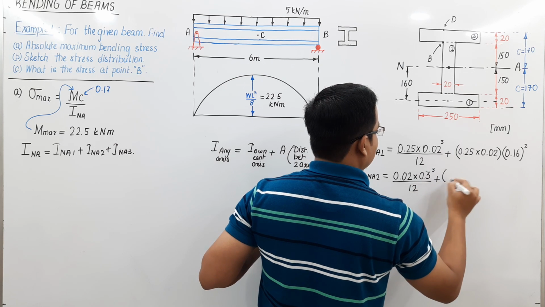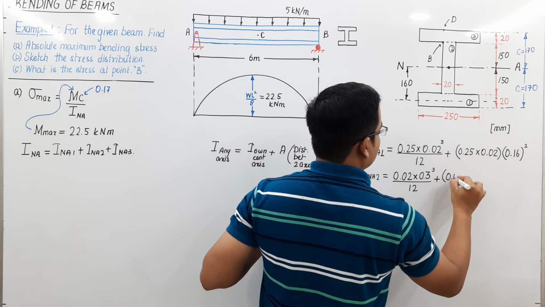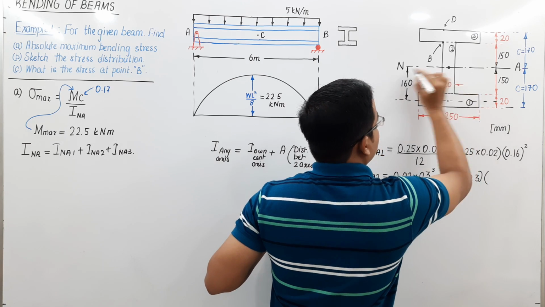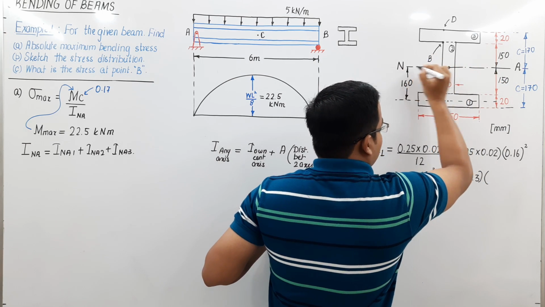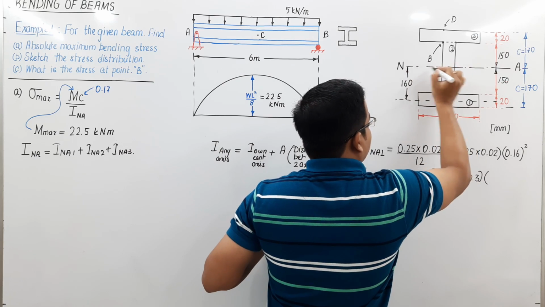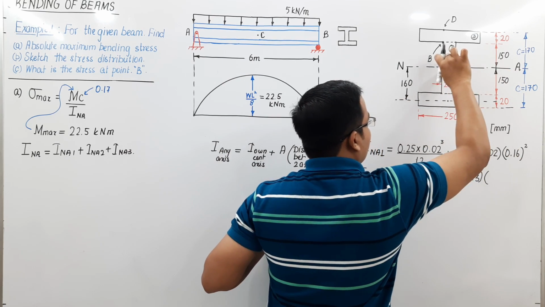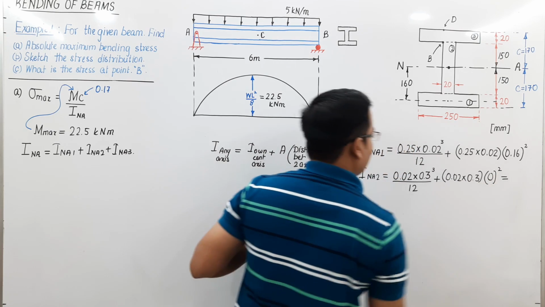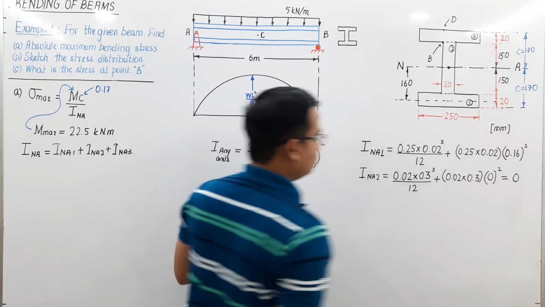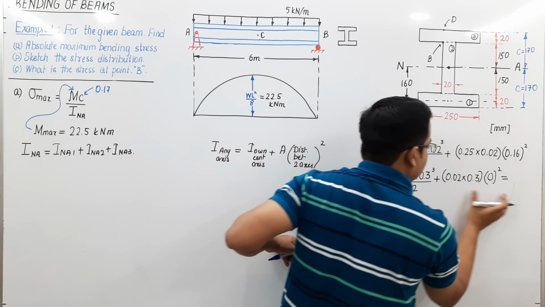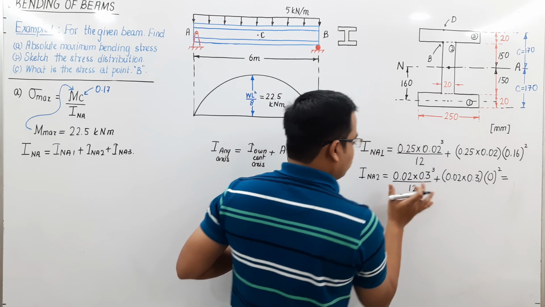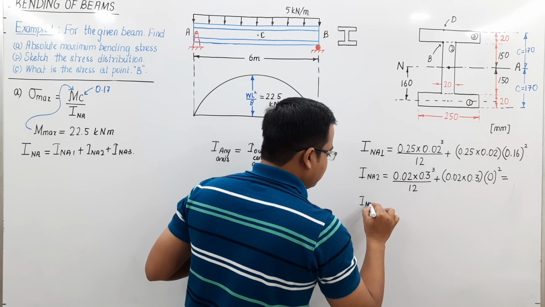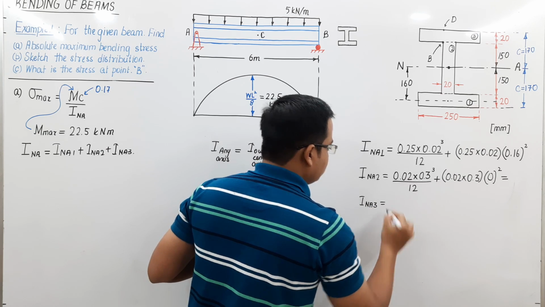Even if you want to apply the parallel axis theorem, you can do that. This is going to be 0.02 multiplied by 0.3, and you can see the centroidal axis of this figure 2 overlaps with this neutral axis, so there is absolutely no vertical distance between them. So it's going to be 0 and its square. Obviously this term is going to be 0, and there is going to be some non-zero value over here. We'll get to that. And finally I_NA3, very easy.